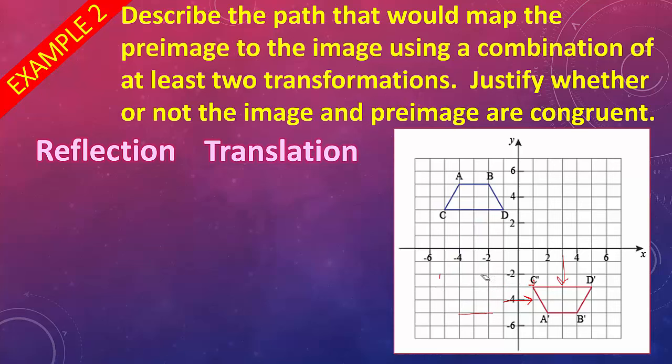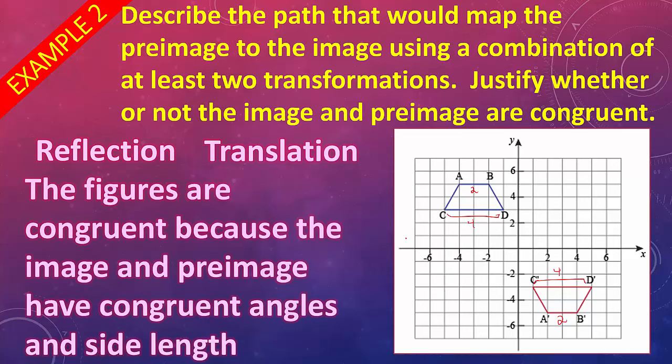Are the figures congruent? Well, the easy way to tell that, here we have, this is 2 units, this is 2 units, this part right here is 4 units, that's 4, and it looks like we go over 1 and 2, over 1 and 2, over 1 and 2, over 1 and 2. So these are the same length, so we can say yes, the figures are congruent because the image and pre-image have congruent angles and side lengths. And that's all there is to this.